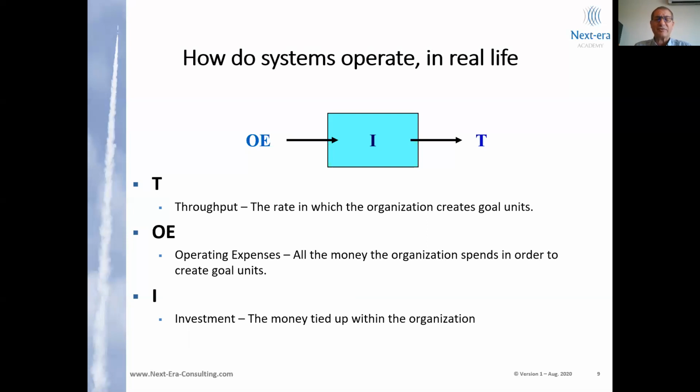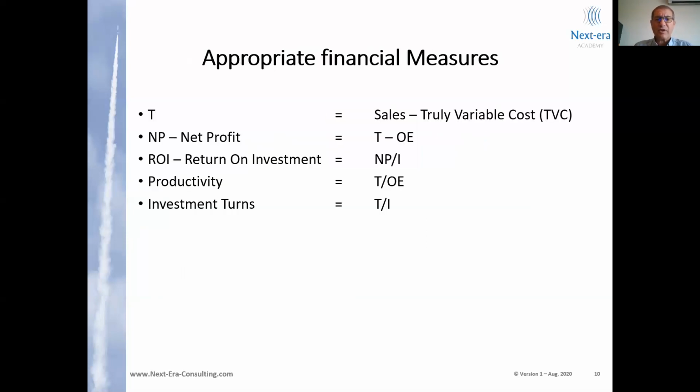Once we understand these simple measures, we can define a few financial measures. Throughput is measured as sales minus truly variable cost. Truly variable cost is the cost that actually changes by the unit sold. All costs are variable, yet truly variable cost changes by the unit. For example, raw material. We sell another unit, we will consume another unit of raw material.